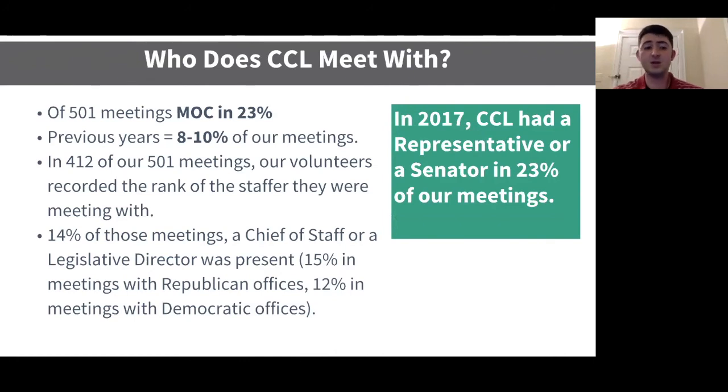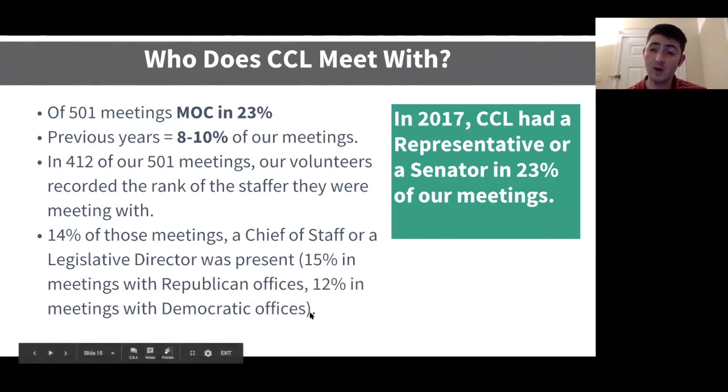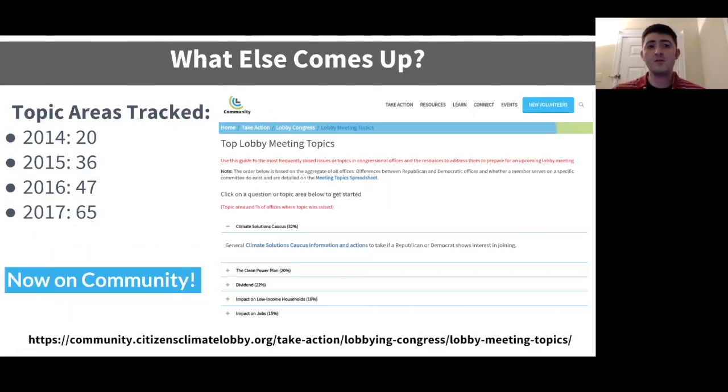This is the first year we've really had complete enough data to make this determination. But that's something that we're going to be looking at moving forward, just to see, are we climbing up that ladder and having a higher percentage of member of Congress meetings and a higher percentage of chief of staff or legislative director meetings. Finally, we're going to go to the top topics tool.